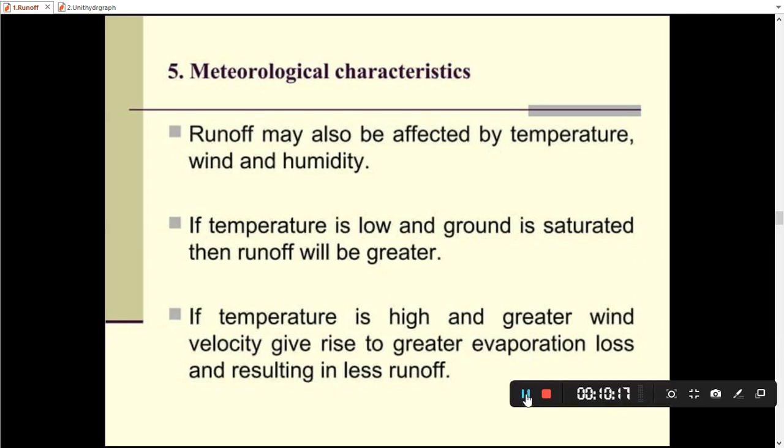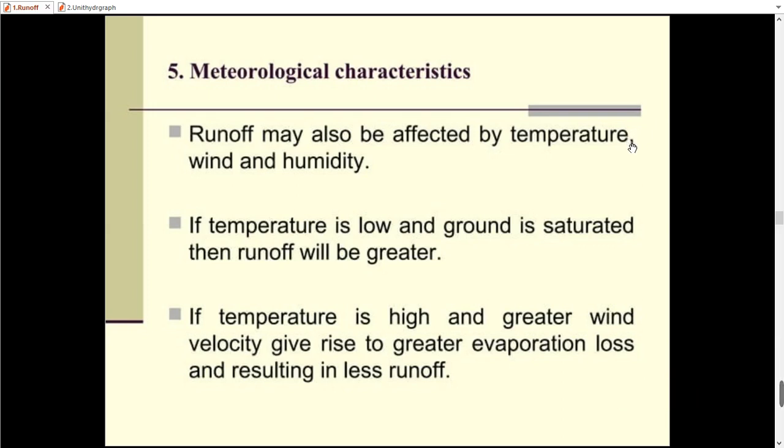If the temperature is high and there is greater wind velocity, it gives rise to greater evaporation loss, resulting in less runoff. So you can understand the meaning of runoff: the portion of precipitation during the flood time. It's simple to understand. The temperature is high and greater wind velocity, evaporation loss, and resulting less runoff.